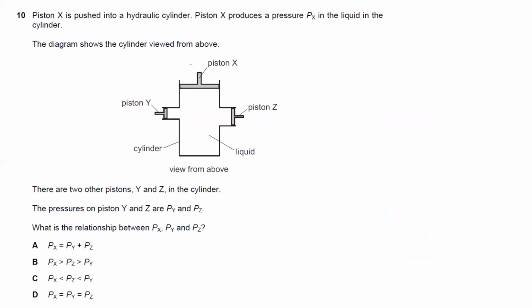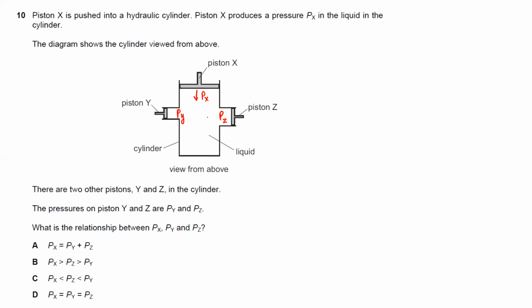It says a piston X is pushed into a hydraulic cylinder. Piston X produces a pressure Px in the liquid in the cylinder. This diagram shows the cylinder viewed from above. So piston X produces a pressure Px. There are two other pistons, piston Z and piston Y, in the cylinder. The pressure on piston Y is Py and on piston Z is Pz. What is the relationship between Px, Py, and Pz?